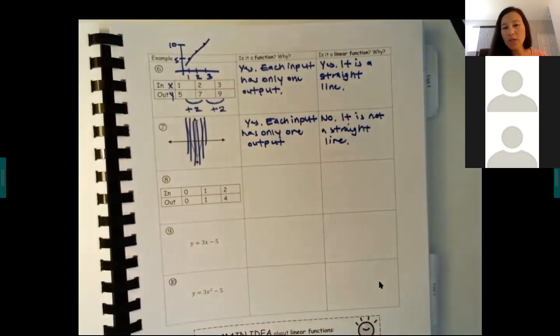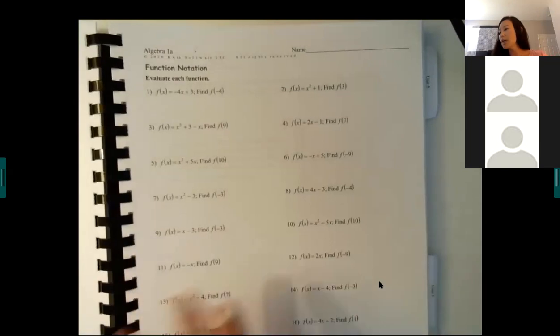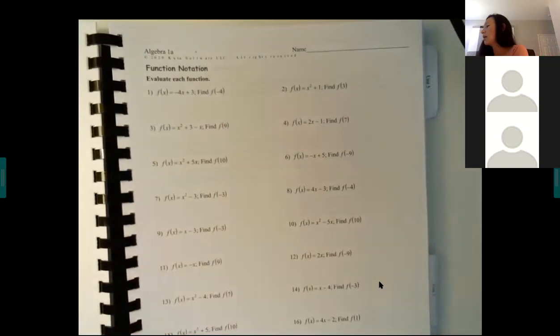Okay, are you guys ready to move on? Do you have any questions? No? Okay. So now let's go ahead and move on to function notation. So I do have notes for function notation. So let's go ahead and copy. They're really short notes, but you do have to turn them in. It is an assignment, so we'll go ahead and do it.